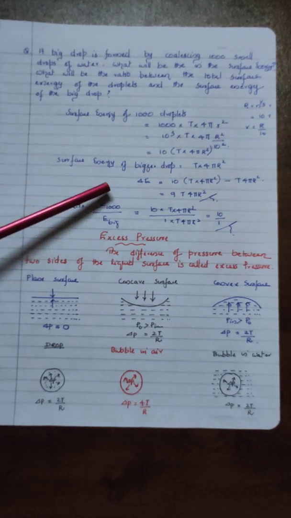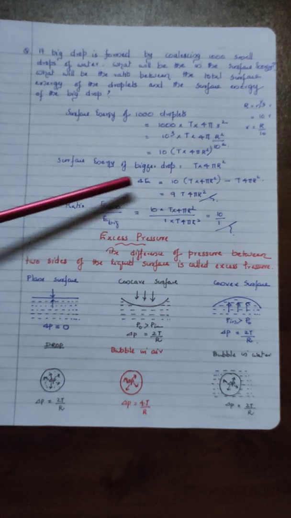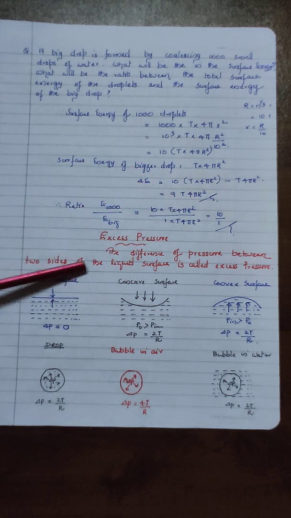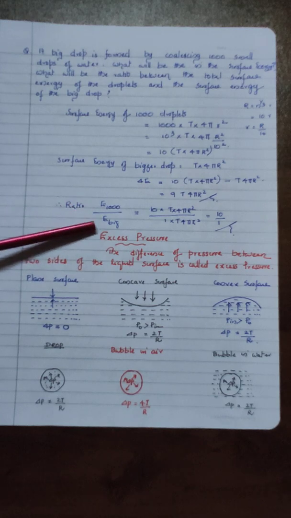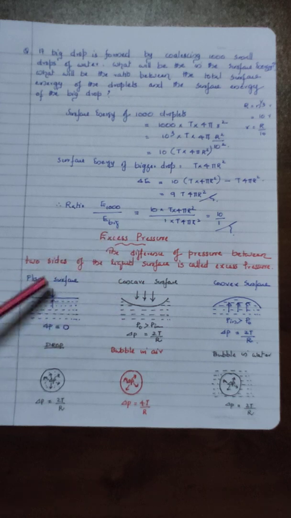And what is the surface energy for the bigger drop? T into 4 pi R square. You can just take the difference. Again, we want to find what is their ratio. You get the answer. A very good concept, the excess pressure.